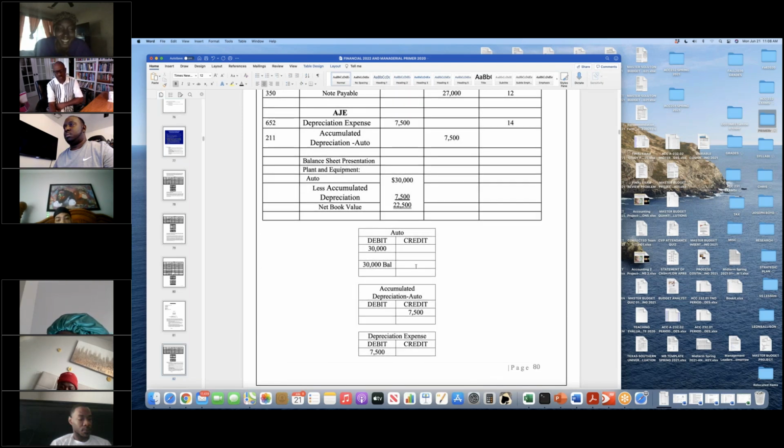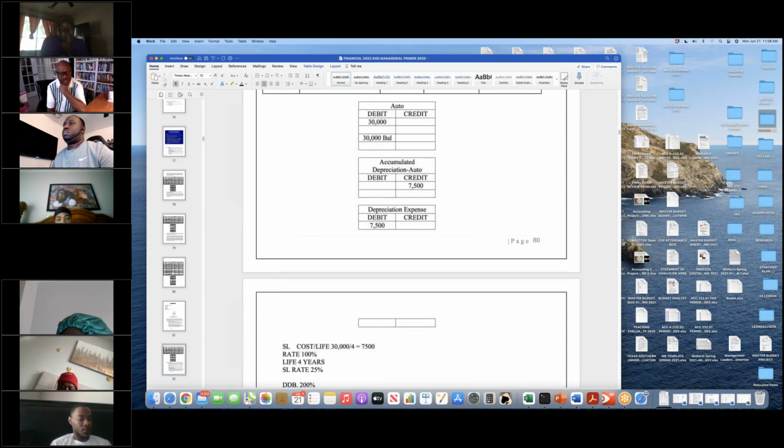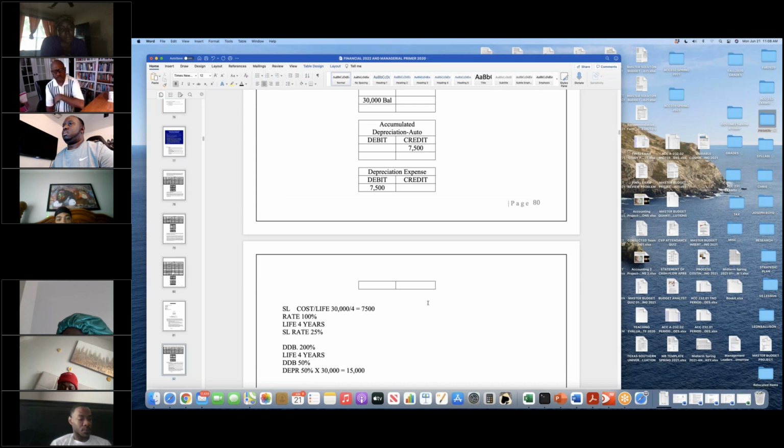So we got 3 accounts now. We don't just have 2. We have the auto, we keep it at that value. Then we keep track of the $7,500 that's accumulated to have an expense of $7,500. How did we get the straight line cost? We just took the life, divided by 4 years. That's really a rate of 100%, 4 years. So the straight line rate is 25% of cost. So 4 in the 30 is the same thing as 25%.